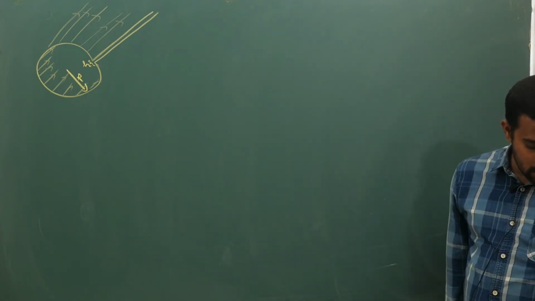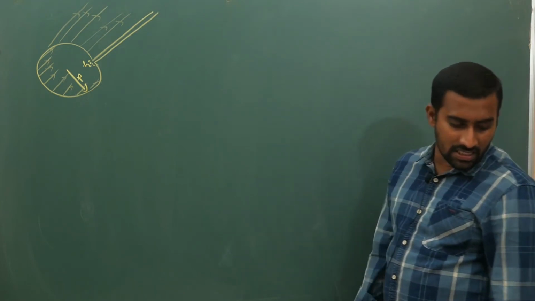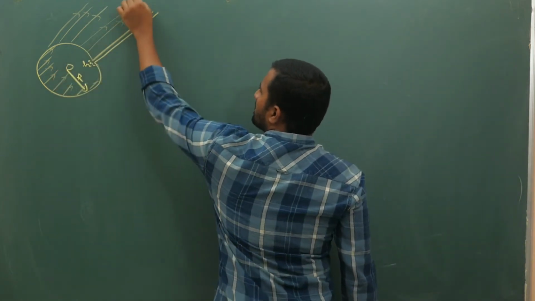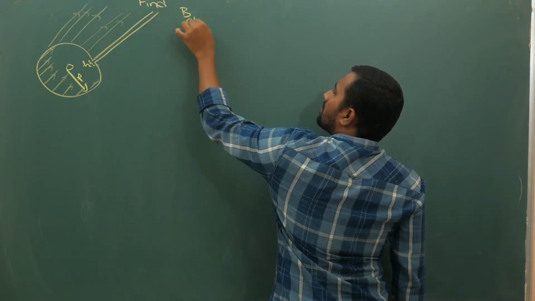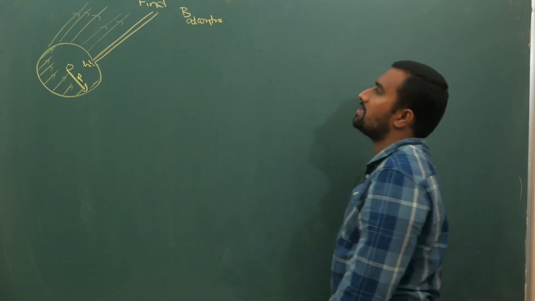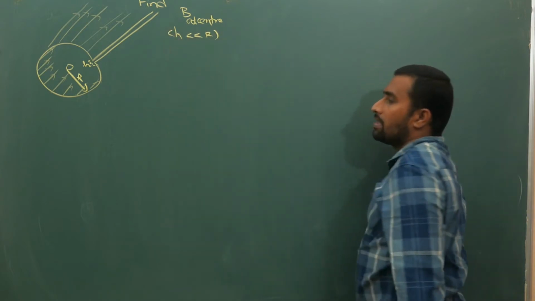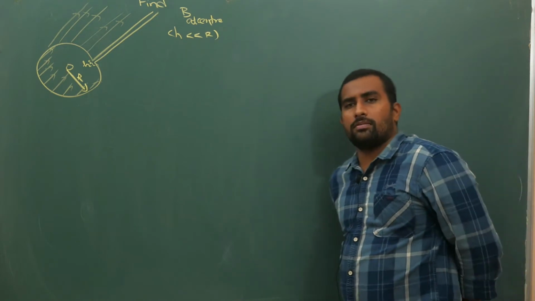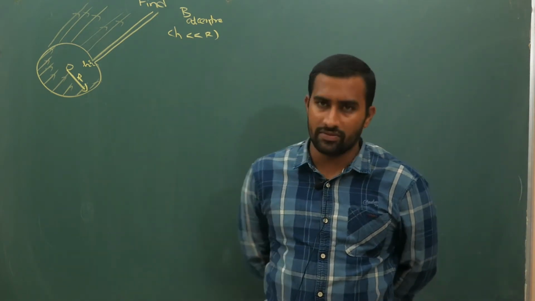Your slit width is h, it is very small. The question is, find B at the center, assuming h is very much less than r. Now to do this problem, we'll usually use the principle of superposition.